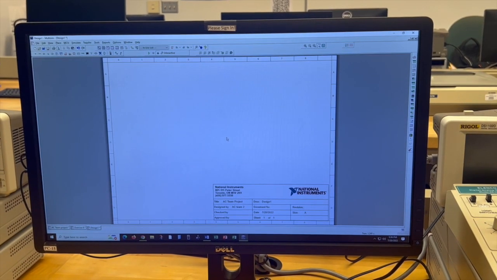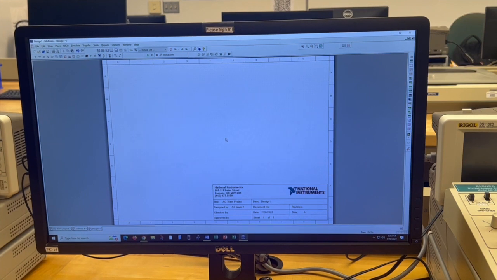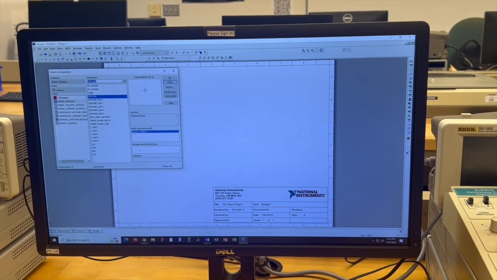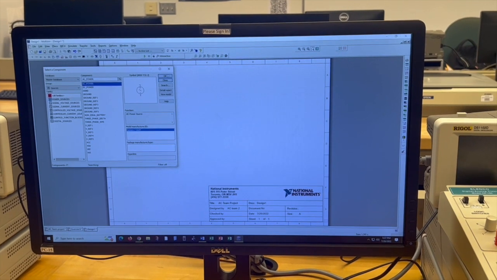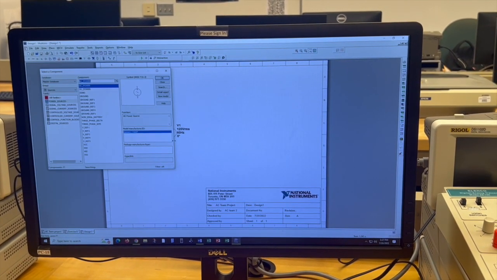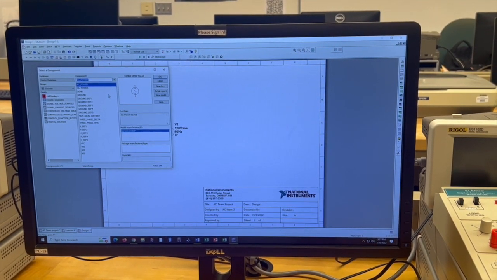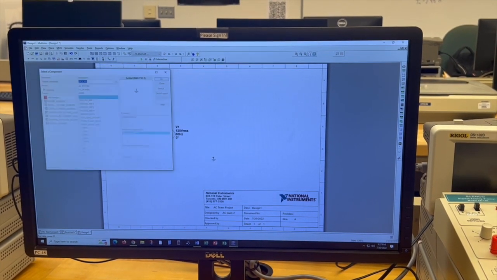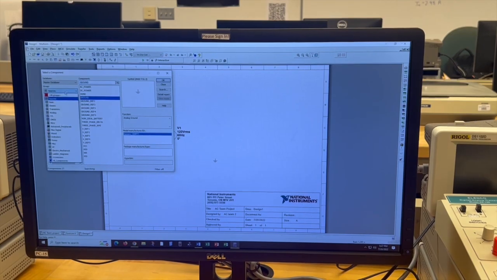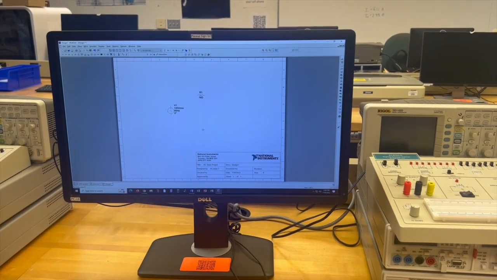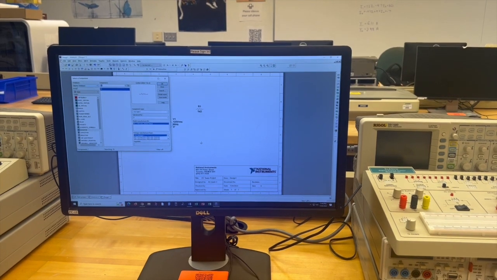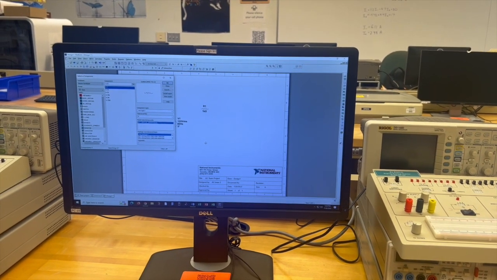Hi, my name is Brianna Peoples, and today I'm going to show you how to build an AC circuit on Multisim. First, we're going to start out by placing our AC power source. Then we're going to place our ground. We're going to get a 1 kilo ohm resistor. We're going to get our 4.7 kilo ohm resistor.